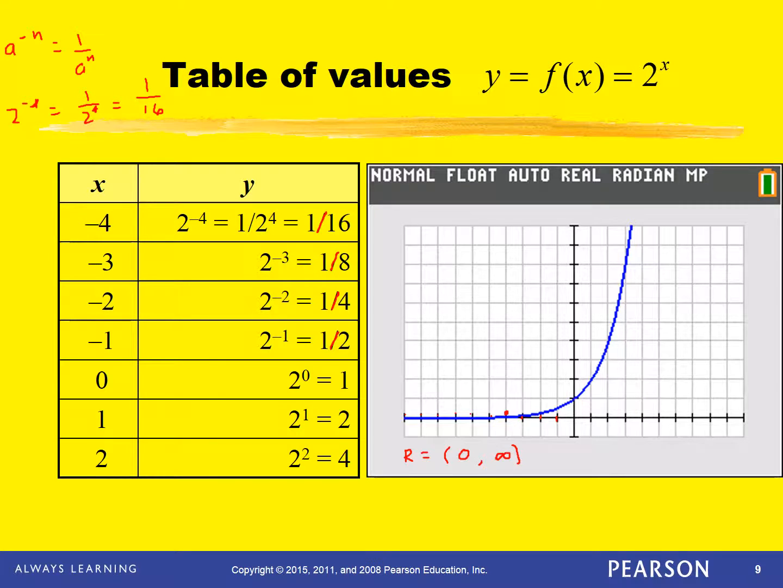Of course, for positive values of x, this graph is just going to blow up and explode, which is what we expect for exponential functions. We expect exponential or explosive growth. So here's 2 to the 0, which is 1. When x is 1, y is 2. When x is 2, y is 4. When x is 3, y is 8. When x is 4, y is 16.